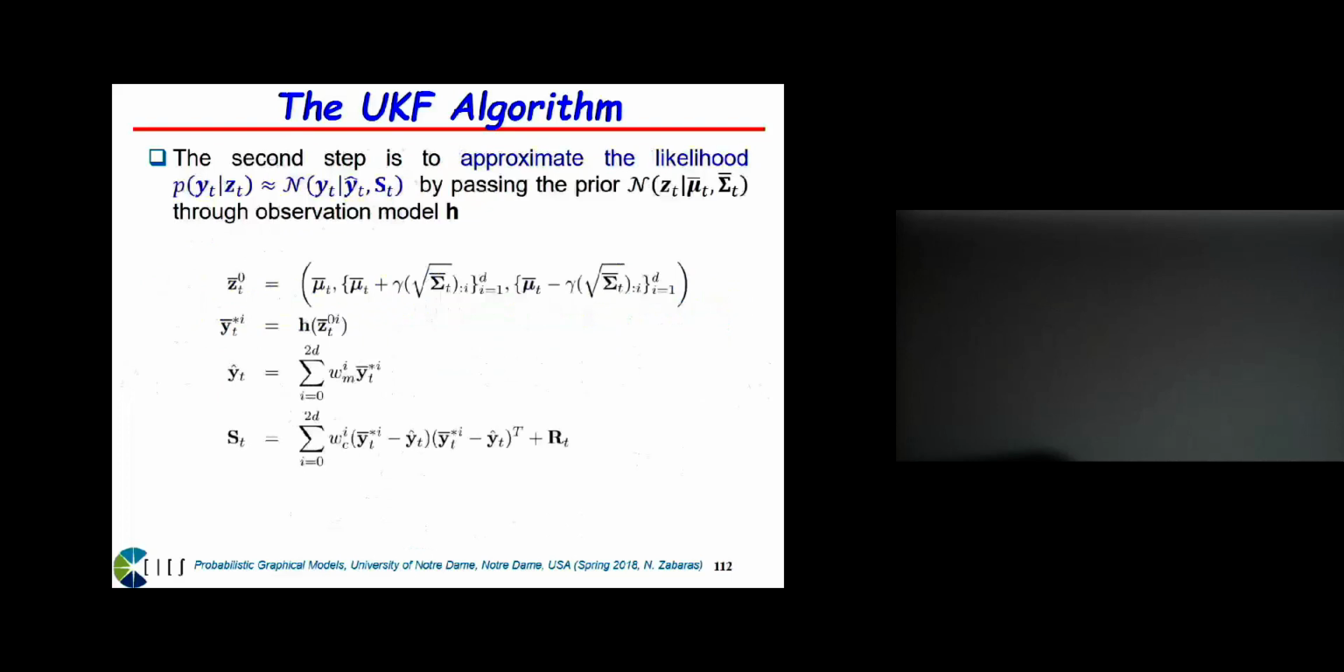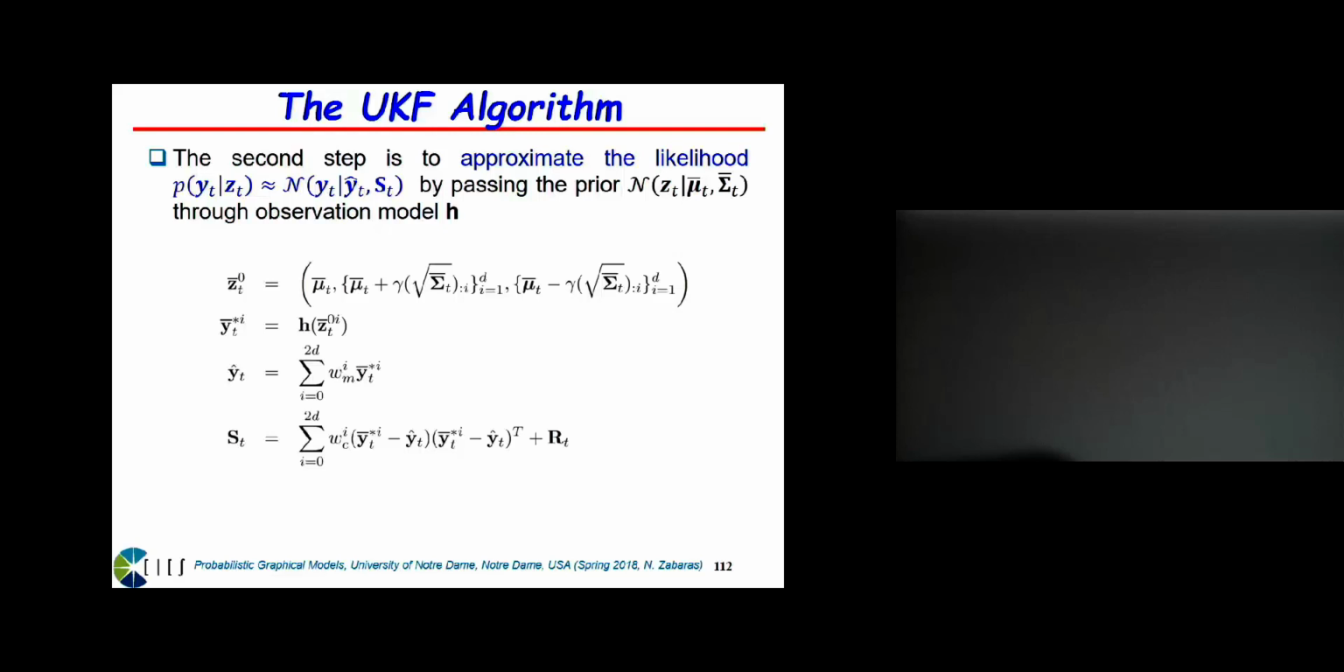And eventually, you need to compute also this observation model that is non-linear. Okay, so what you need to do is pass the prior of z_t that we computed on the previous step through the observation model. Okay, so this is what you get.